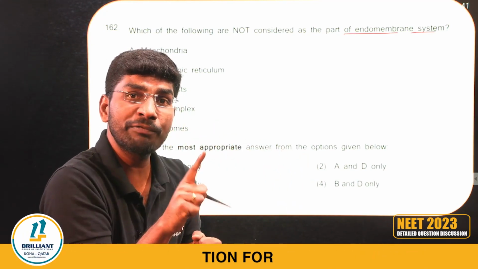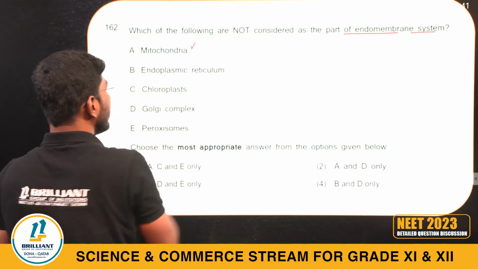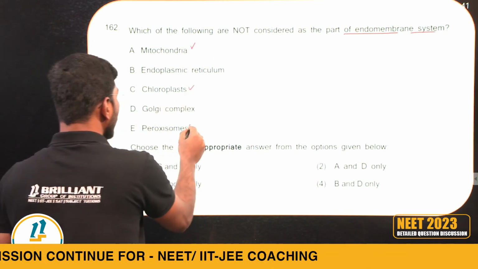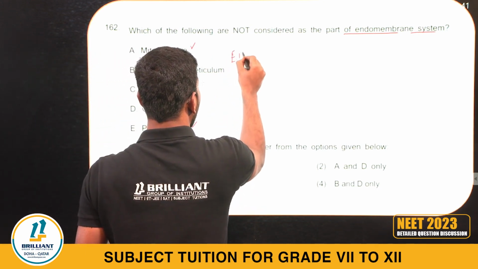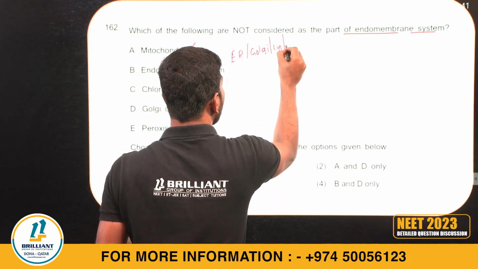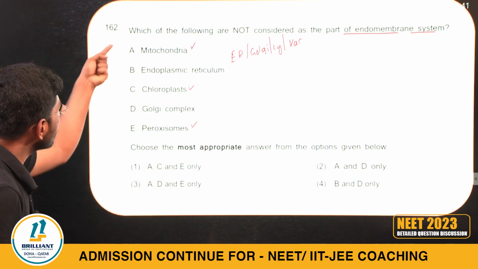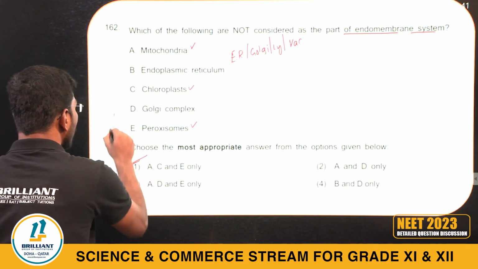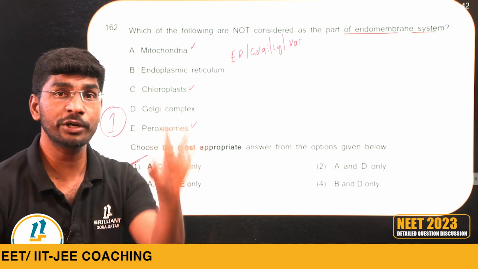Now look at there, which of the following are not a part of the endomembrane family? Mitochondria, yes, it is not a part. And chloroplast, yes, it is not a part. And also peroxisomes, also not a part. What are the parts? Endoplasmic reticulum, Golgi, lysosomes, and also vacuole. These all are one family. What's the right answer? Answer is option 1. Endomembrane system, Cell: The Unit of Life chapter.